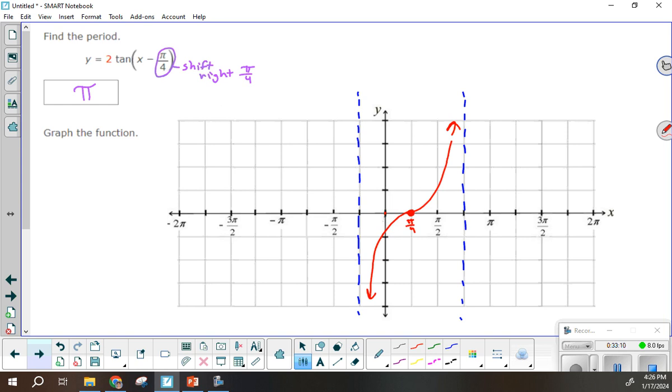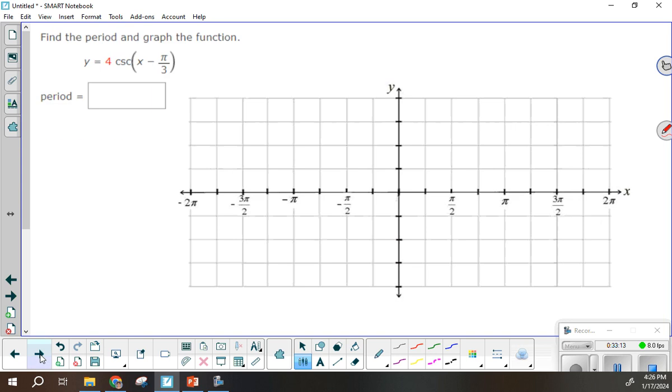Okay, let's keep going. This one, same thing, cosecant. Again, it shifts right pi/3. And we do not have a k. Our k is 0, so our period here is still 2 pi. Now we can again fill in our graph. This is 2, 4, this is -2, -4. Because we have an amplitude of 4, we're going to be going up and down at 4.